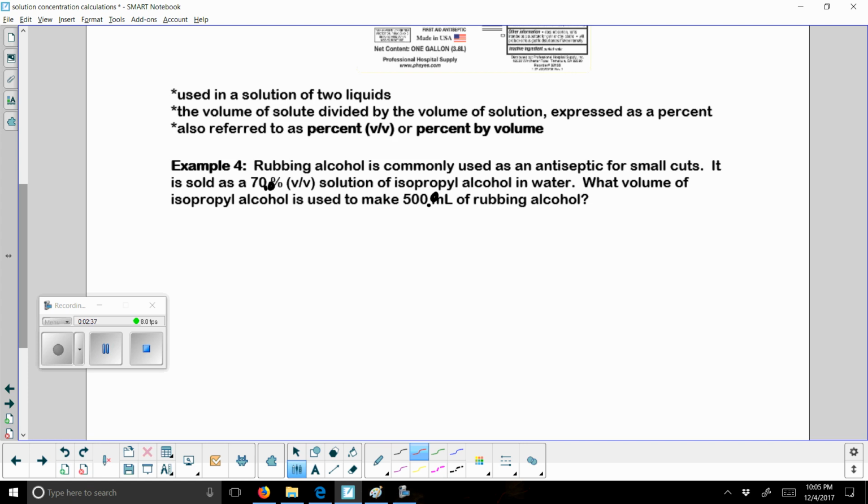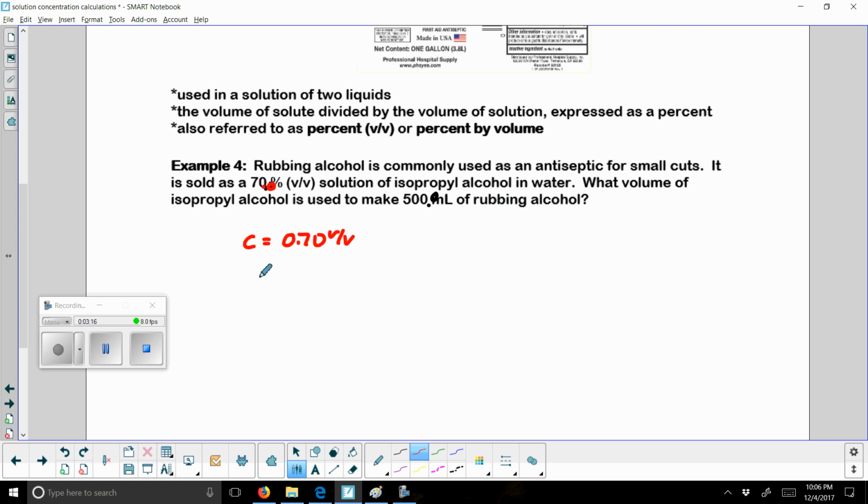In this particular situation, we've got rubbing alcohol. Rubbing alcohol, in this case, has a concentration of 70%. I'm going to add an extra zero here to make it easier for significant digits. So my concentration is 0.70 volume percent. Now, what else do we have here? What volume of isopropyl alcohol is used to make a 500 milliliter container of rubbing alcohol?